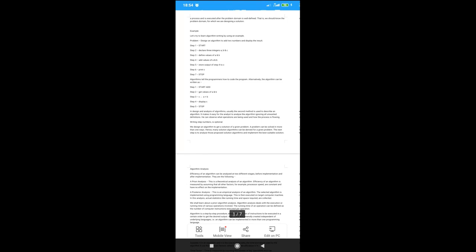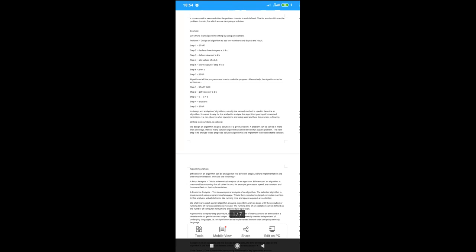Then the second one is called your posterior analysis. In posterior analysis, this is an empirical analysis of an algorithm. This states that the selected algorithm is implemented using a programming language.